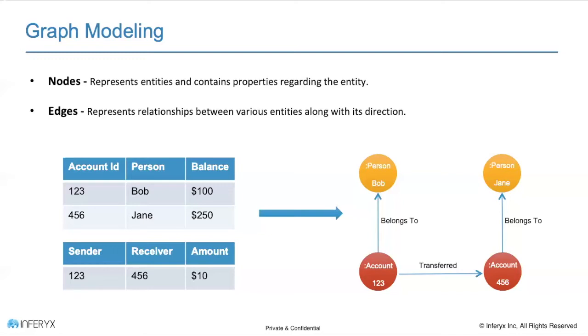If there is a conversation going on between two people, based upon who's commenting on whom, you can create direction data as well. So these are all the modeling aspects. You need to think about what are going to be my nodes, what are going to be my edges, and how I'm going to name them.